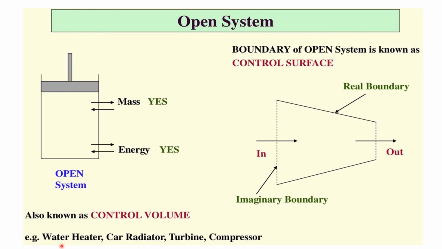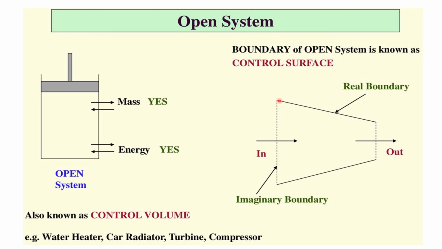You can see water heaters, car radiators, turbines, compressors. These are all examples of the open system. And another main thing in this open system: the boundary of this open system is known as the control surface. The boundary of this open system is known as the control surface.